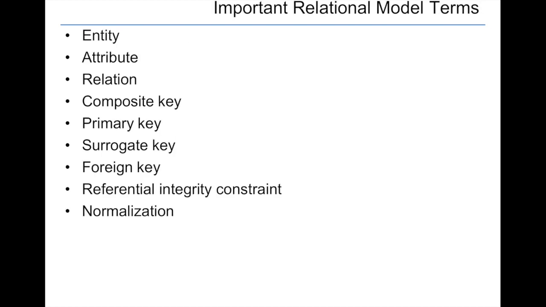Okay, so there's a lot of terms surrounding the relational model. And we're going to go through all of them and what they mean. But we have entity, attribute, relation, composite key, primary key, surrogate key, and foreign key. And then we have the referential integrity constraint and normalization.